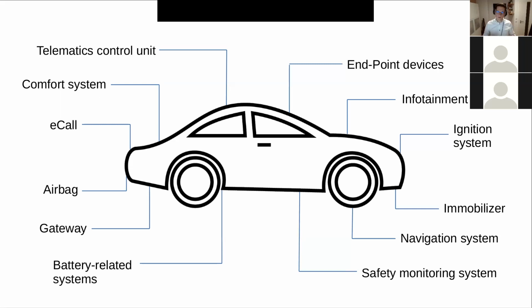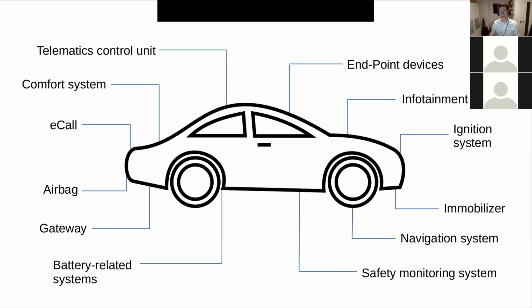The ignition system is responsible for starting the engine itself. So enabling or starting the motor or starting the battery if you have an electrical vehicle. The immobilizer system is responsible to determine if, for example, the key, which is brought by the user of the vehicle, is the correct key. So the vehicle is actually allowed to start or even allowed to open the doors.